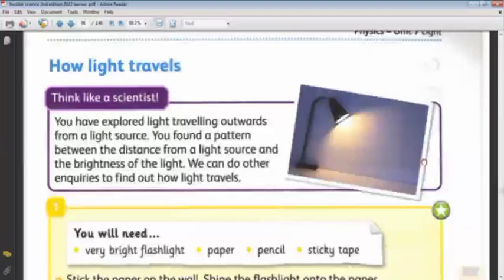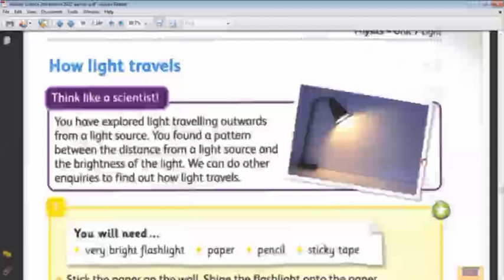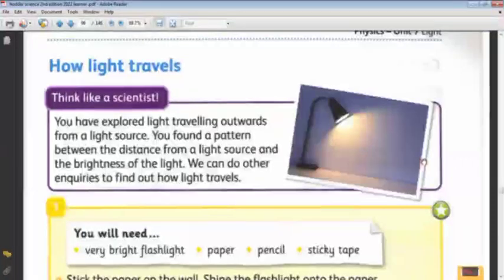You found a pattern between the distance from the light source and the brightness. Now we know that as we move away, or the distance from the wall increases, the brightness decreases, as we see in the last page. Okay. We found the pattern between the distance and the light source. When the distance is small, the light will be more bright. When the distance is big, the light will be more dim. So this is the pattern between the distance and the light source brightness.